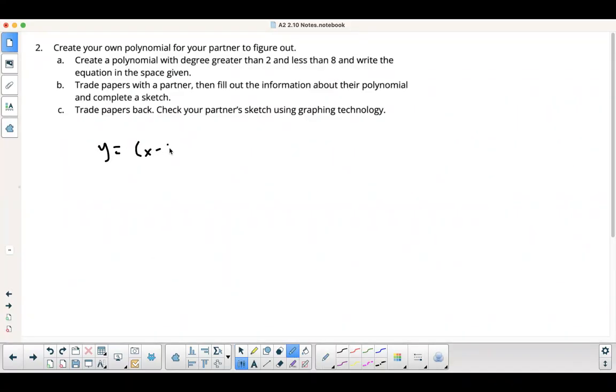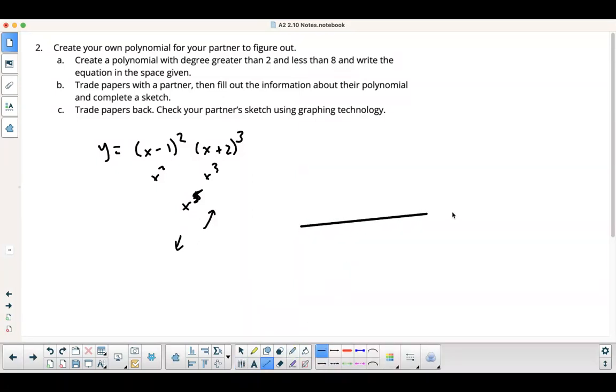I'm going to do that. So this is going to be x squared from this term, and this will give you x cubed. So when you multiply it all out, you end up with 1x to the 5th. So positive and odd, left side down, right side up.